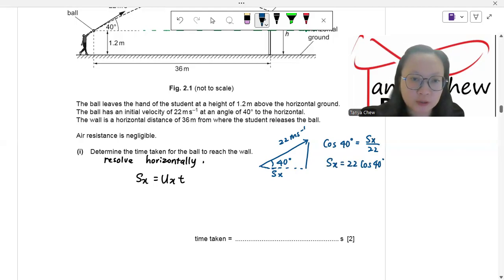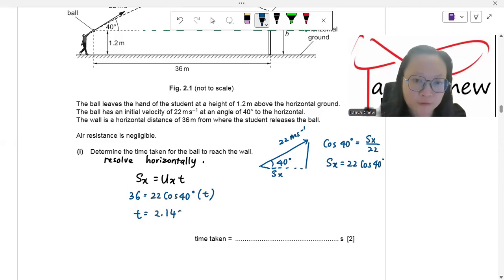Sub into the equation. 36 is the horizontal distance, which equals 22 cos 40 times t. Therefore, t is equal to 2.14 seconds. 2.14 seconds is the answer.